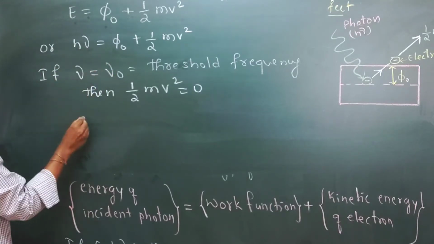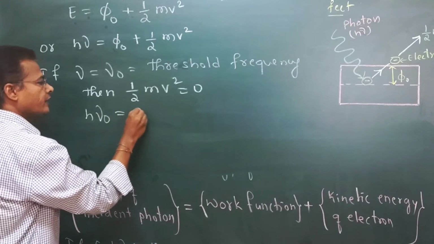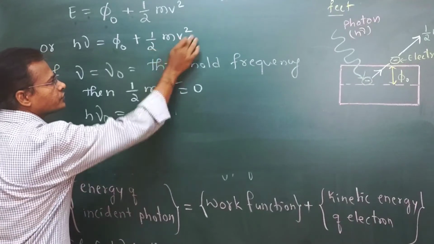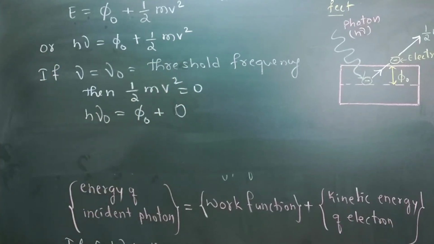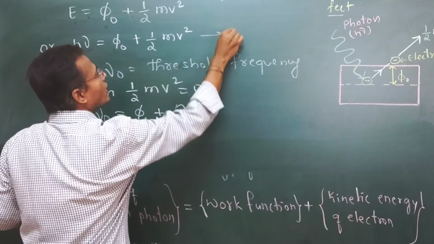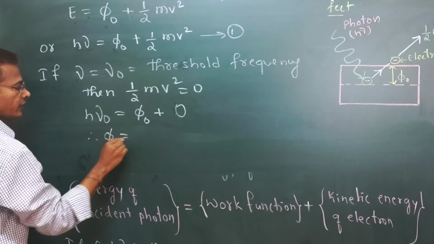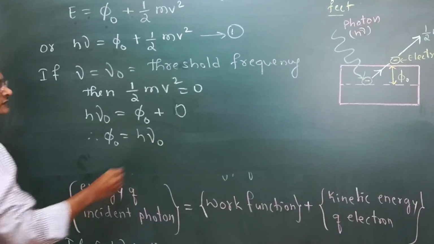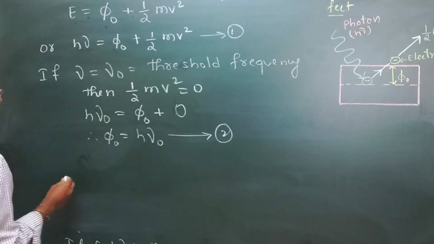So nu equal to nu naught means h nu naught equals phi naught plus the kinetic energy part, which is equal to 0. So this is 0. This is what we are going to call equation 1. Therefore, phi naught, the work function, equals h nu naught. This is equation 2. Substitute this value in the equation.